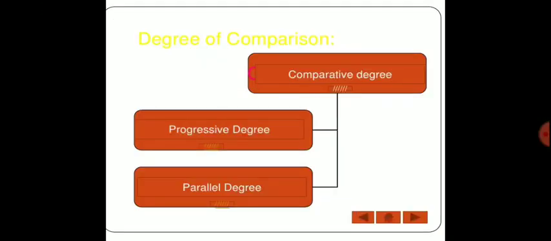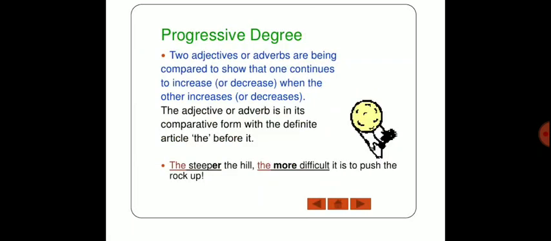So there are subtypes in comparative degree, like the progressive degree and the parallel degree. Progressive degree: this comparison is used to show that the quality of a thing, adjective or adverb talked about in the given sentence increases as time passes. Two adjectives or adverbs are compared to show that one continues to increase or decrease when the other increases or decreases. The steeper the hill, the more difficult it is to push the rock.